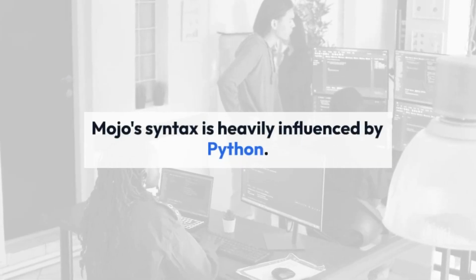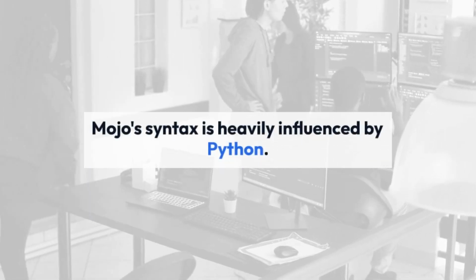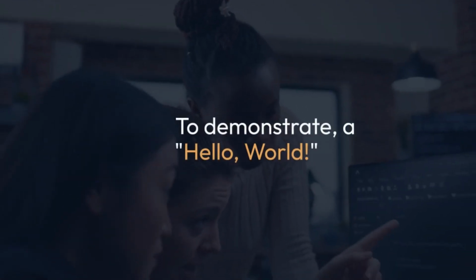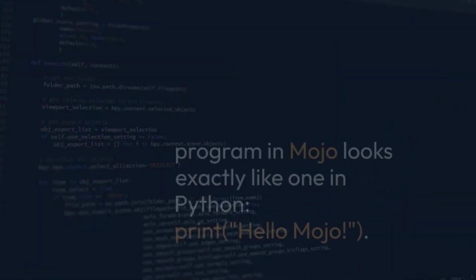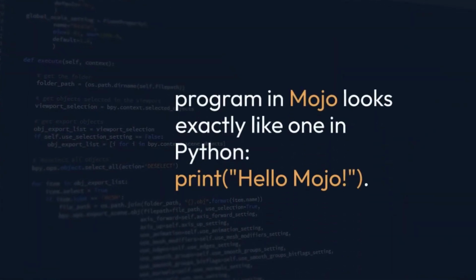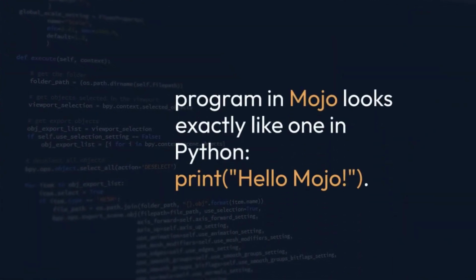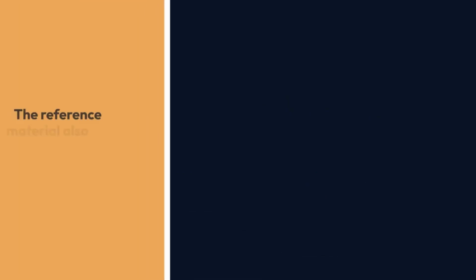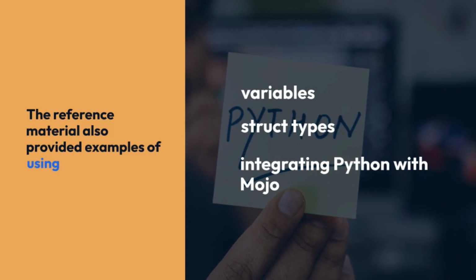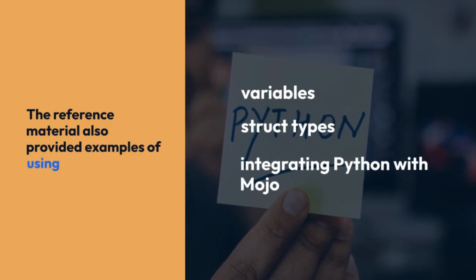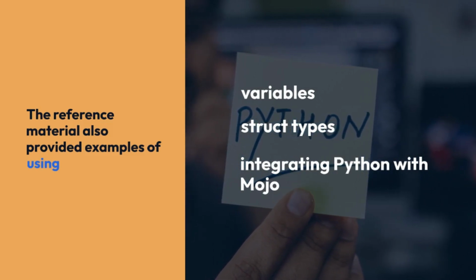Mojo's syntax is heavily influenced by Python, stated the reference material. To demonstrate, a hello world program in Mojo looks exactly like one in Python. Print, hello Mojo. The reference material also provided examples of using variables, struct types, and integrating Python with Mojo.